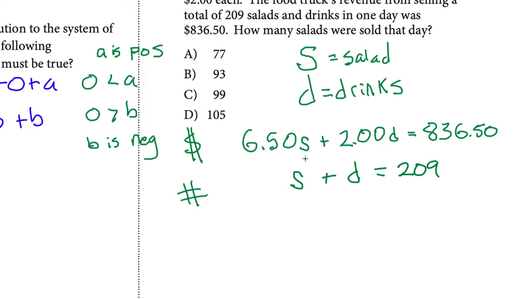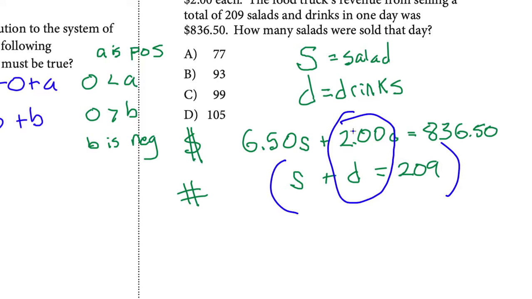I somehow need to solve, and I'm looking to solve for salads. If I'm looking to solve for salads, I should be eliminating the D variable, eliminating drinks. If I eliminate drinks, I'll be left with salads. So this is really 2D. 2.00D is the same thing as 2D. How can I multiply this bottom equation by a number such that it will eliminate my D variable?